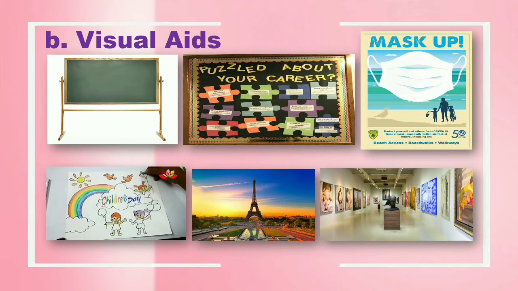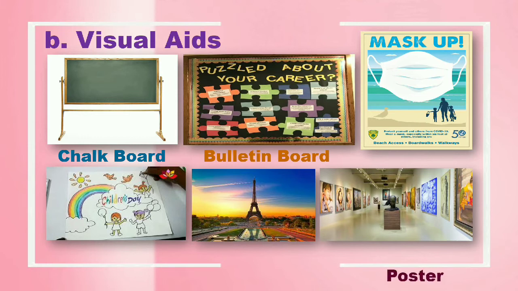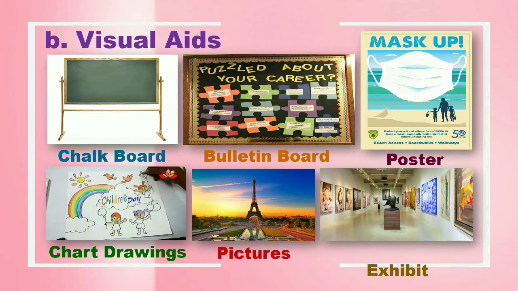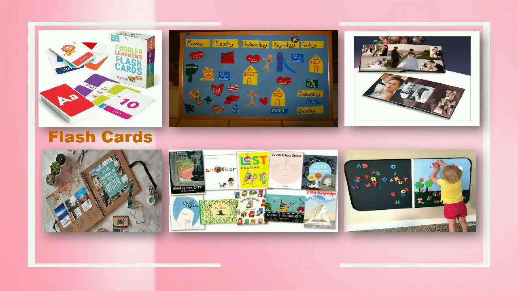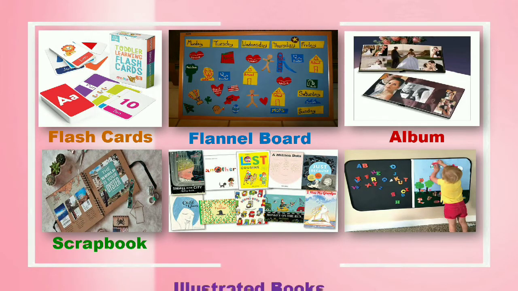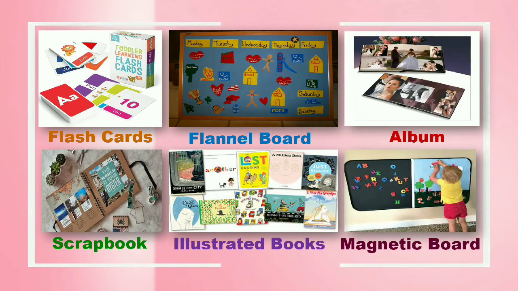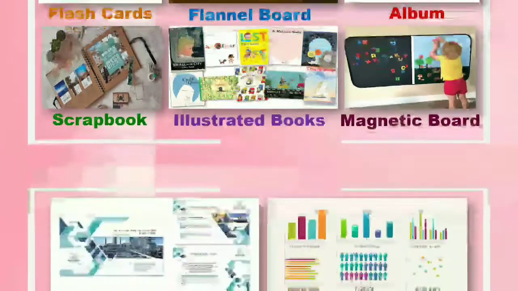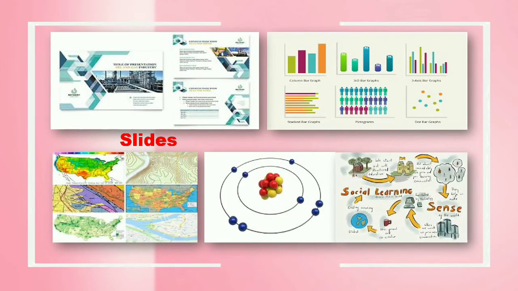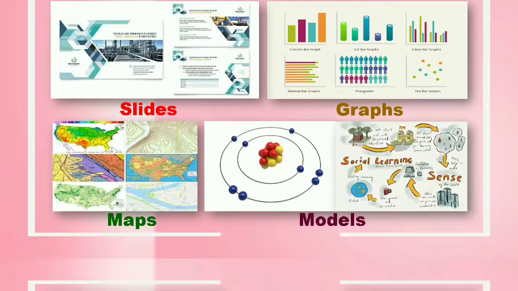Visual aids. This involves the sense of sight. So here are the examples. Chalkboard, bulletin board, posters, chart drawings, pictures, exhibits. We also have flashcards, flannel board, album, scrapbook, illustrated books, magnetic board. We have slides, graphs, maps, and models.